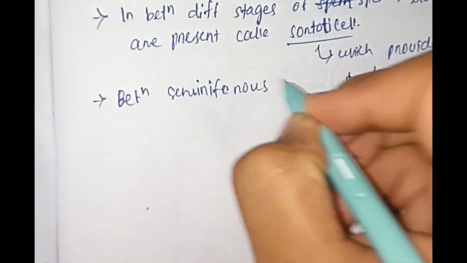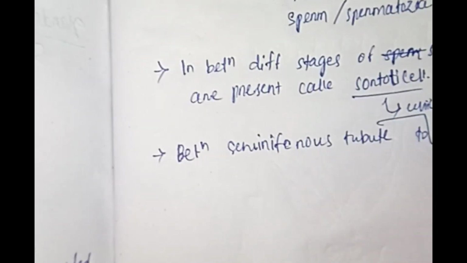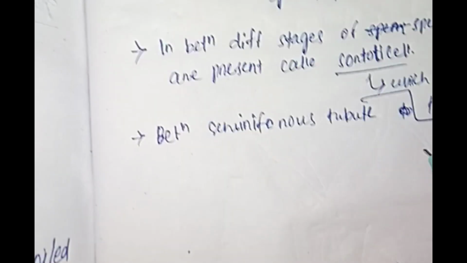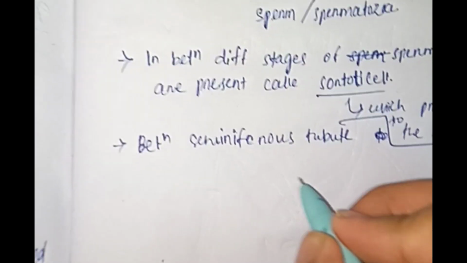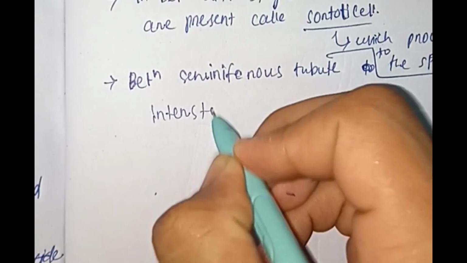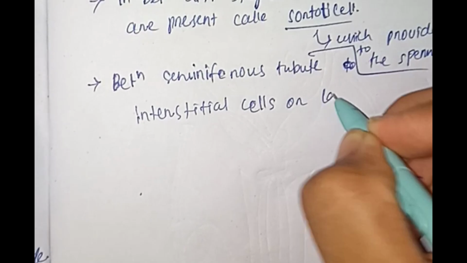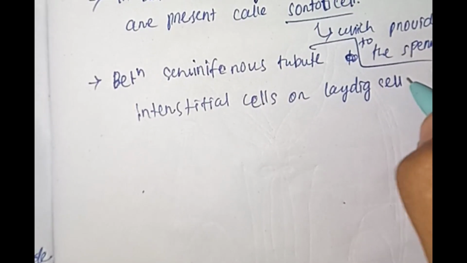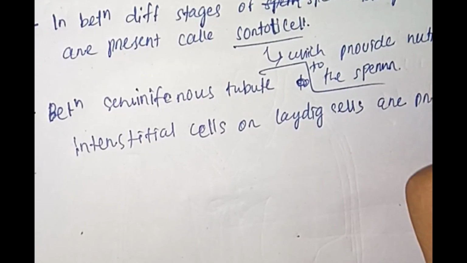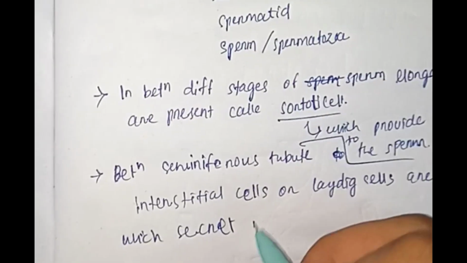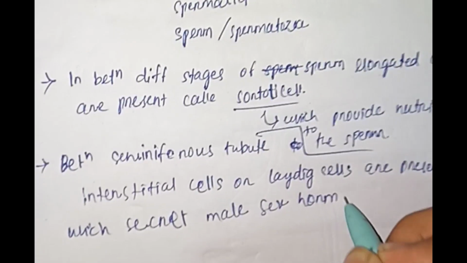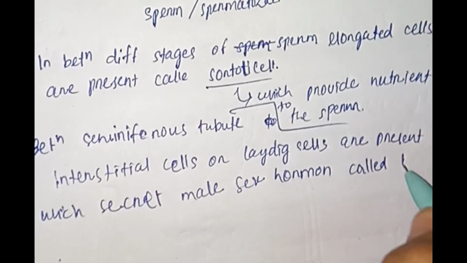Between seminiferous tubules, interstitial cells or Leydig cells are present, which secrete male sex hormone called testosterone.